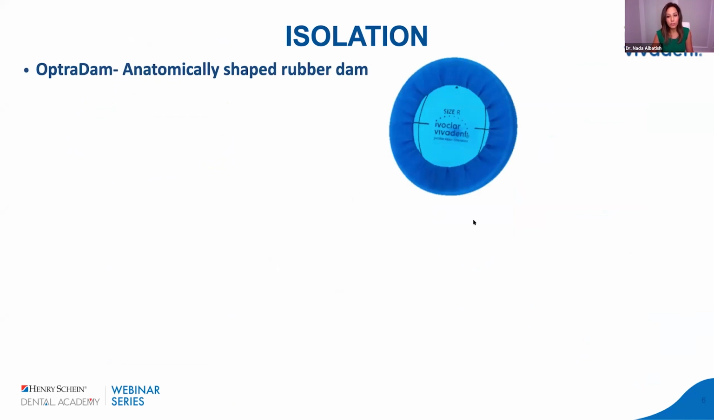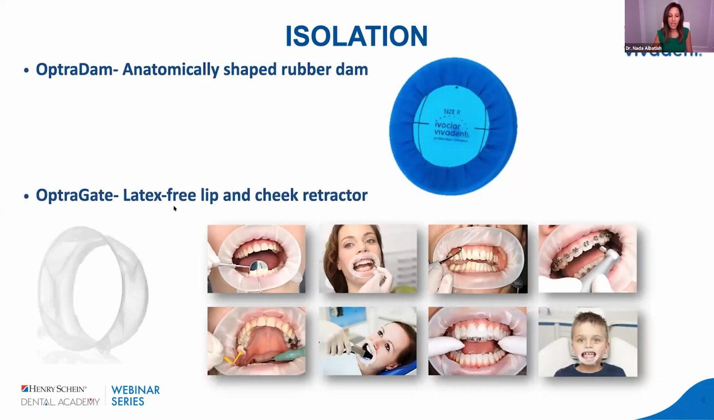So for efficiency, Ivoclar has this wonderful type of rubber dam called the OptraDam. So it basically is a pre-punched, pre-made rubber dam for you. So you can actually set it up in the patient's mouth a lot more quickly, but you will have to punch the holes. And then there is an OptraGate. So OptraGate is really just a lip and cheek retractor. It does not have the rubber dam component in it.